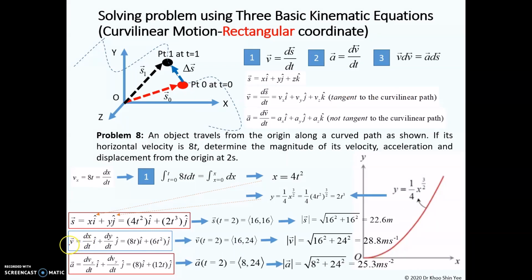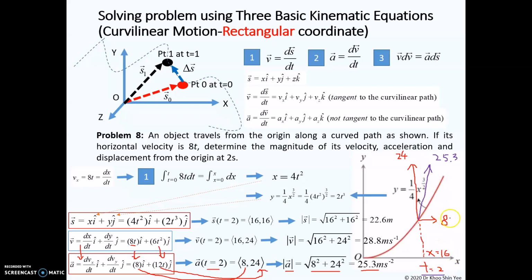We can continue to differentiate the velocity to obtain the acceleration. So differentiate 8t, you obtain 8, and then differentiate 6t squared, you obtain 12t. At t equal to 2, the 8 will remain, and then 12t will become 24. By using this formula, you can find the magnitude of the acceleration to be 25.3. So this is the graphical representation for the acceleration. At t equal to 2, the acceleration in the x direction is 8 here, and your ay is 24. Then the resultant is 25.3.